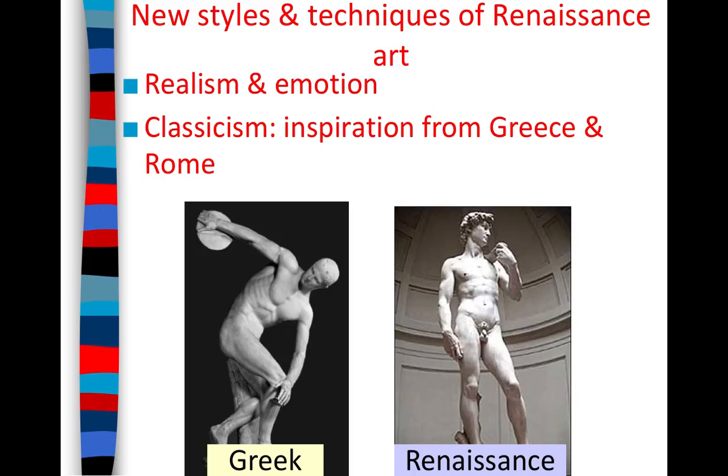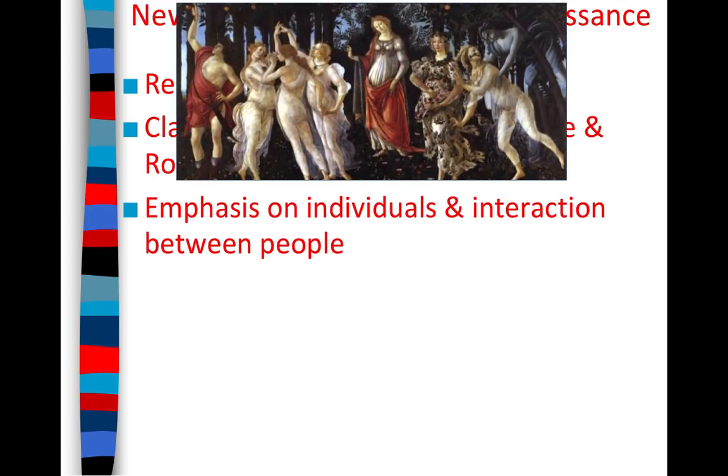We're going to see classicism. So inspiration from Greek and Rome. So if you look at the statue on the left from the Greeks, you can see it is quite accurate in the body. But it's not as detailed as the statue from the Renaissance. We're going to see an emphasis on individuals and interaction between people. So if you look at this painting, you can see that there's action in the painting. These girls seem to be dancing. This gentleman is picking something from the tree. So you can see action, you can see emotion. And then you can also see there's focus on certain individuals.